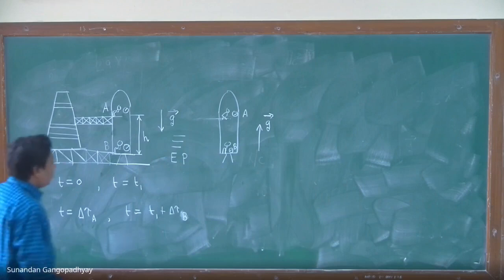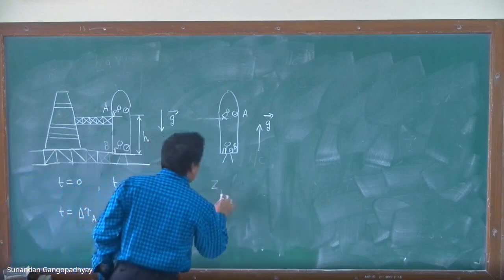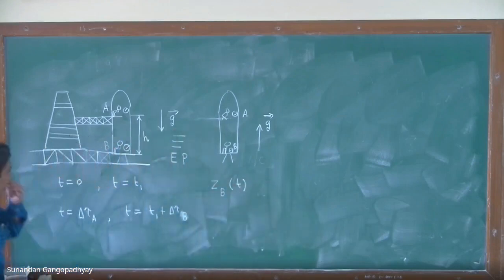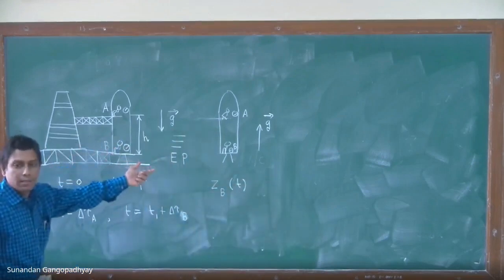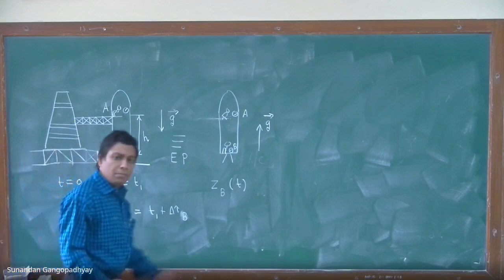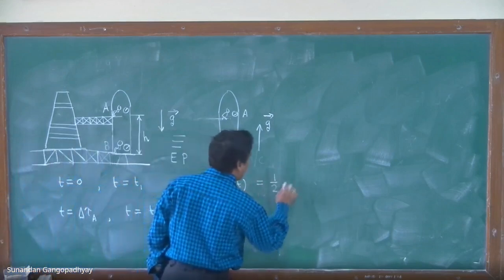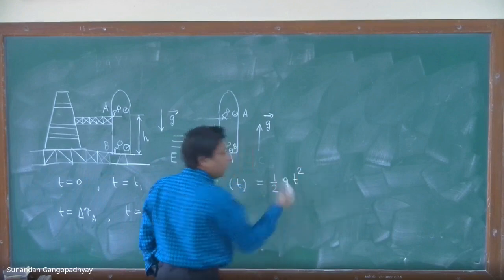Let me write down what the position z_B of Bob at time t is. What will be his position? By simple Newtonian mechanics, it will be half g t squared.